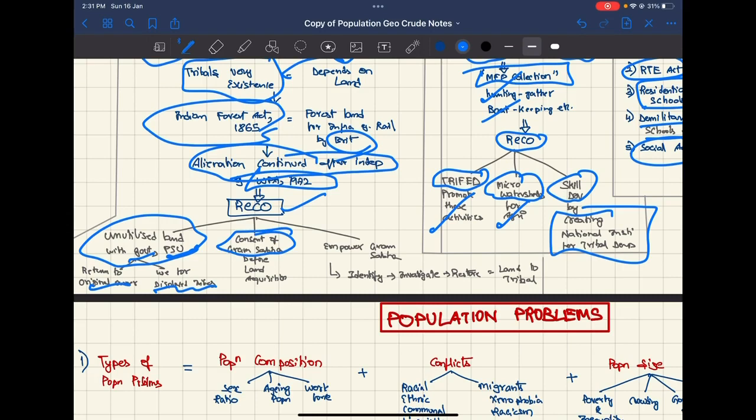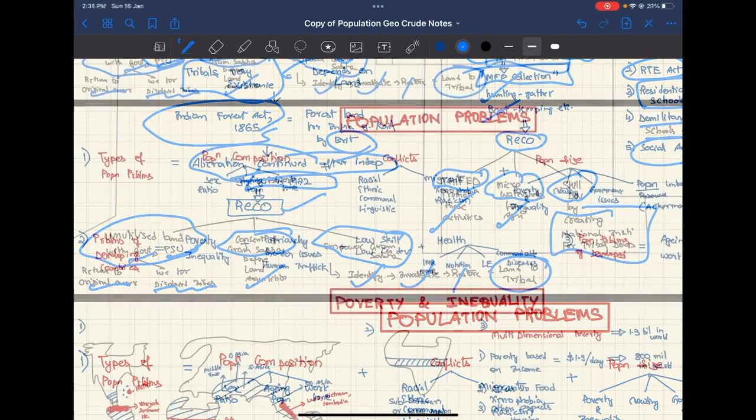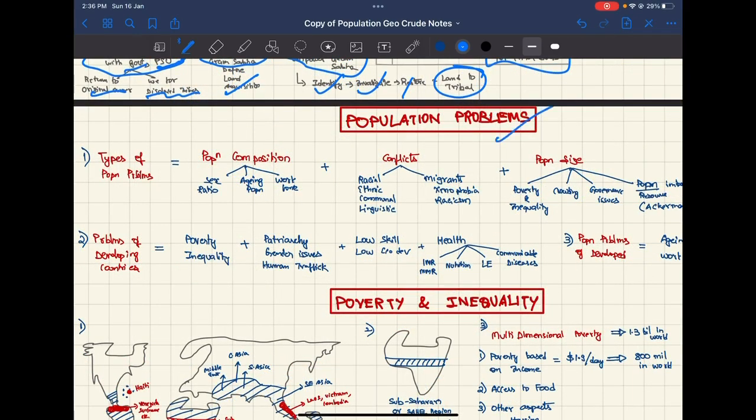Consent of Gram Sabha before land acquisition, and empower Gram Sabha to identify, investigate, and then restore land to the tribal. Now let's get to population problems. Let's see the types of population problems.